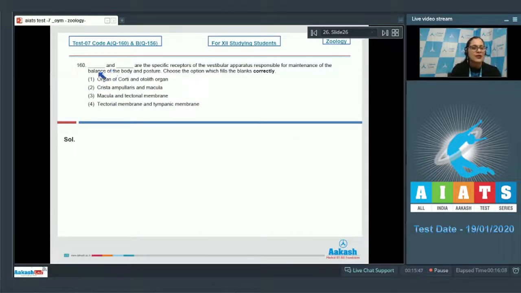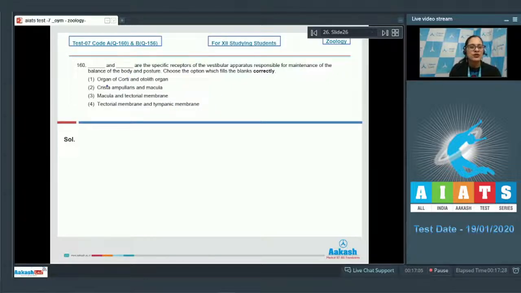Question number 160. Blank and blank are the specific receptors of the vestibular apparatus responsible for maintenance of the balance of the body and posture. Choose the option which fills the blanks correctly. The options given are organ of Corti and otolith organ. Second option is crista ampullaris and macula. Third option is macula and tectorial membrane. And the last option given is tectorial membrane and tympanic membrane.